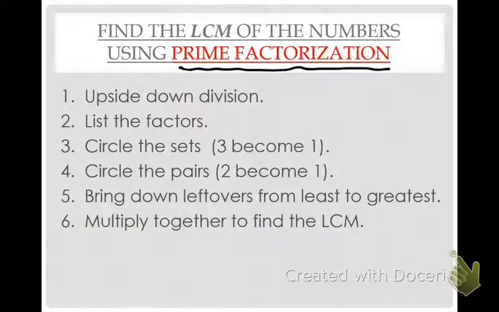Then you're going to circle any sets that you see there. A set is when there are 3 of the same number. So you'll circle it, and those 3 will become one number. Next, if there's anything where there are only 2, a pair, you will circle the pairs, and the 2 will become 1. Then for number 5, you'll bring down the leftovers from least to greatest.